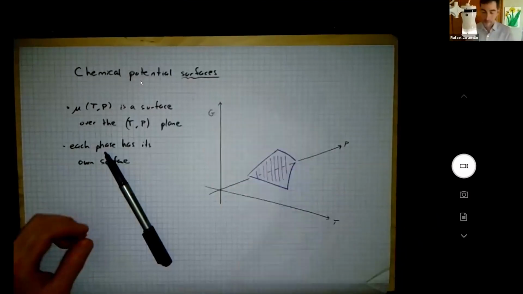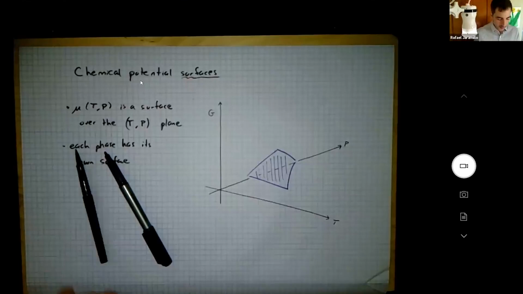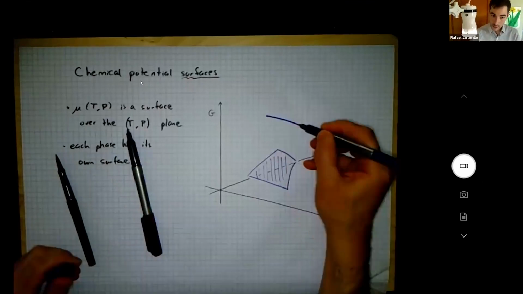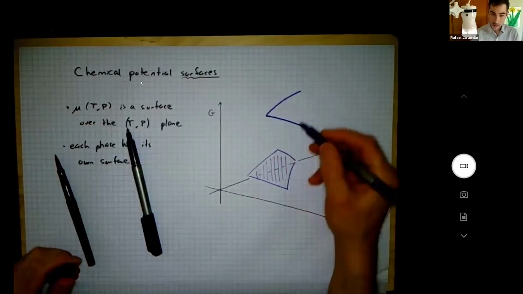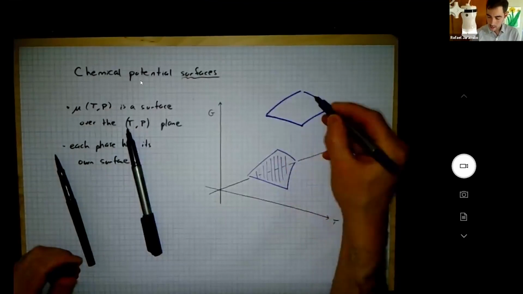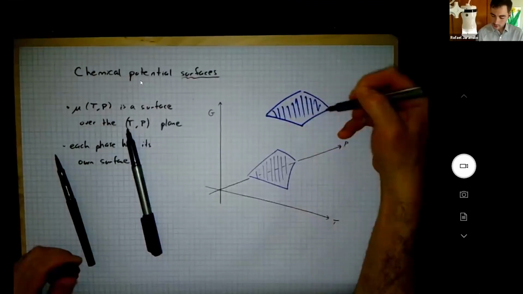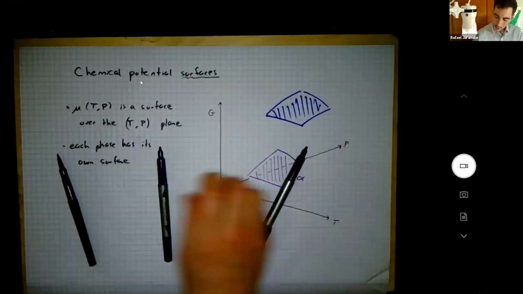All right, T, P, and G. And let's draw another phase. Let's draw a blue phase. So let's call this phase alpha, and let's call this phase beta.